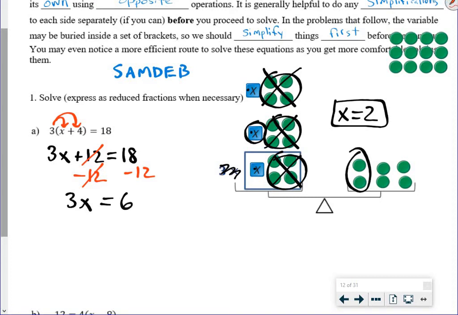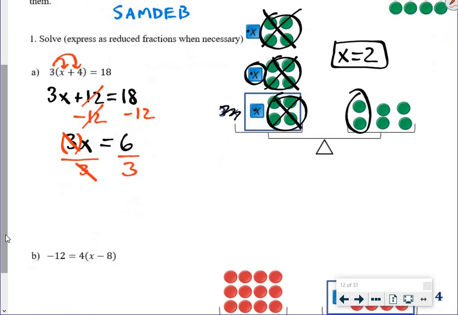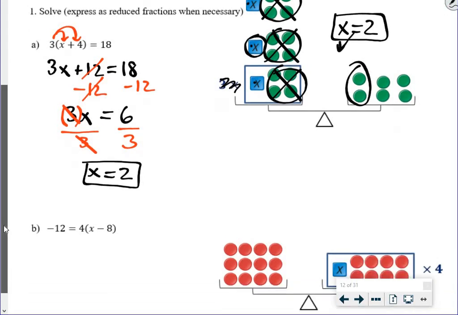Now I need to get rid of the 3, so 3 times x. The opposite of multiplying by 3, dividing by 3, divide both sides by 3. 3 divided by itself is 1, so an x remains, and we have x equals 2, which is consistent with what we did with the model.